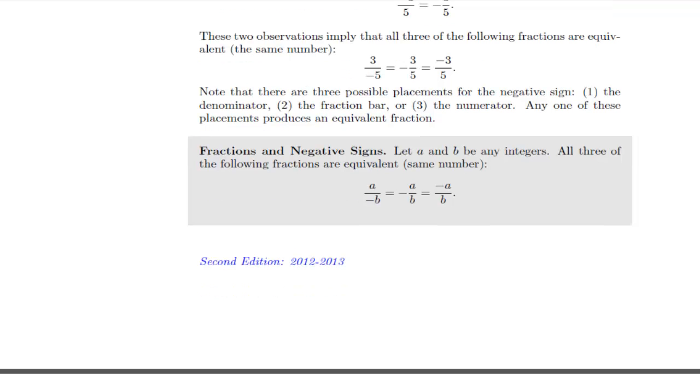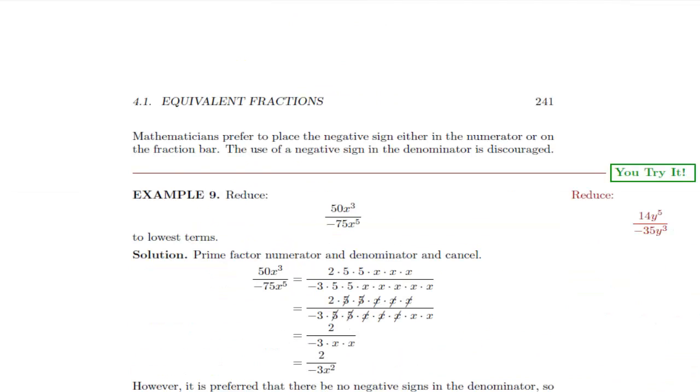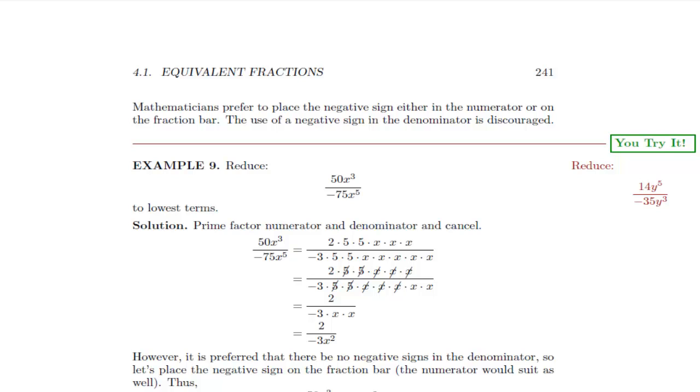Fractions and negative signs. Let a and b be any integers. All three of the following fractions are equivalent. The same number: a over negative b equals negative a over b equals the negative of a/b. Mathematicians prefer to place the negative sign either in the numerator or on the fraction bar. The use of a negative sign in the denominator is discouraged.